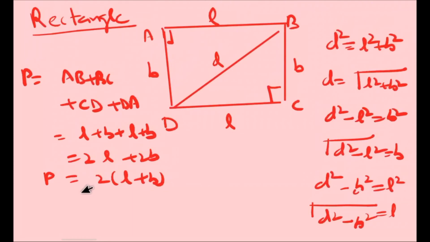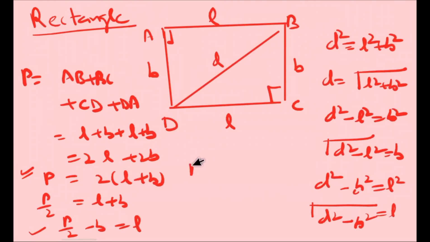Now using this formula, if you want to find the length, first write P upon 2 equal to L plus B, and take this B this side, then this way you can find the length. Or if you want to find the breadth, then P by 2 minus L equal to breadth. Using this formula you can find the breadth.